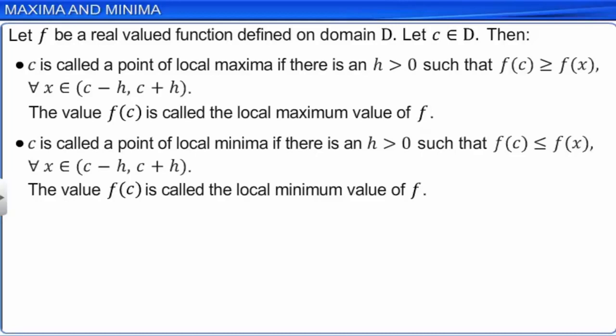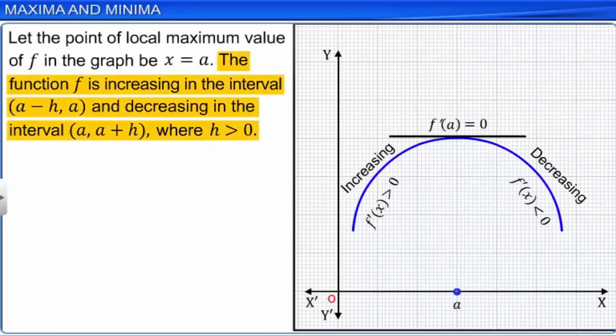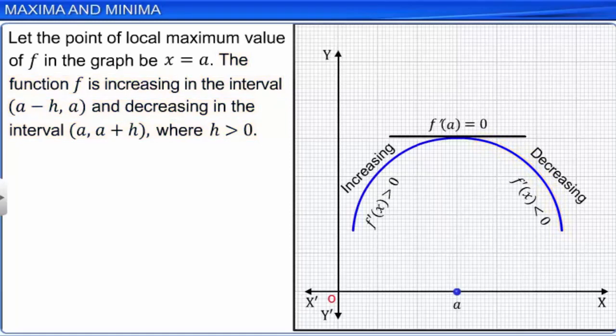Let the point of local maximum value of f be x is equal to a. Then the graph of the function f around a is as shown. Here function f is increasing in the open interval (a minus h, a), and is decreasing in the open interval (a, a plus h), where h is a small positive number. We have the derivative of the function at a is equal to 0.